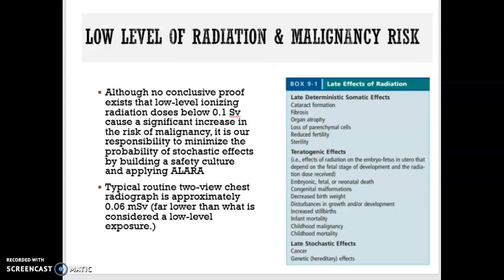Let's use the chest X-ray as an example. Typically, we only produce about 0.06 millisievert from a 2-view chest X-ray, which is far lower than what is considered a low-level exposure. However, this could accumulate over time if the patient has more X-rays, resulting in slowly developing changes to the body from the radiation exposure. So even though a chest X-ray provides doses well below what is considered to be threatening to the patient, we still have to exercise caution.